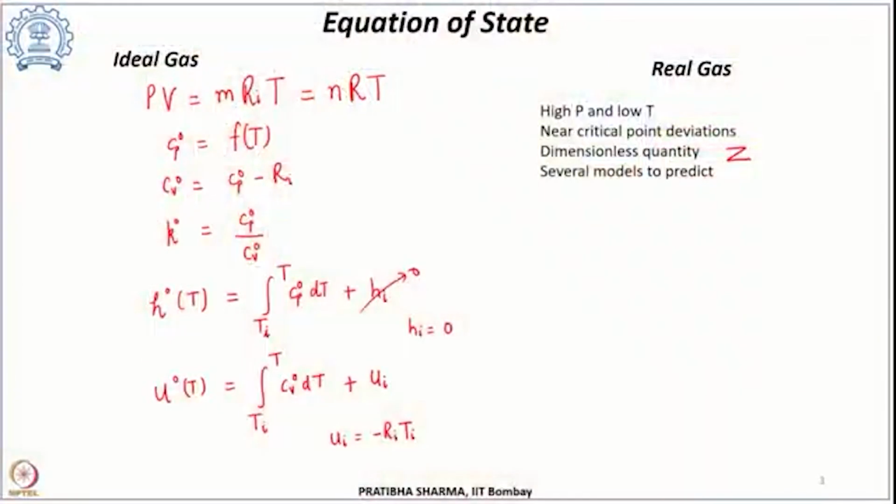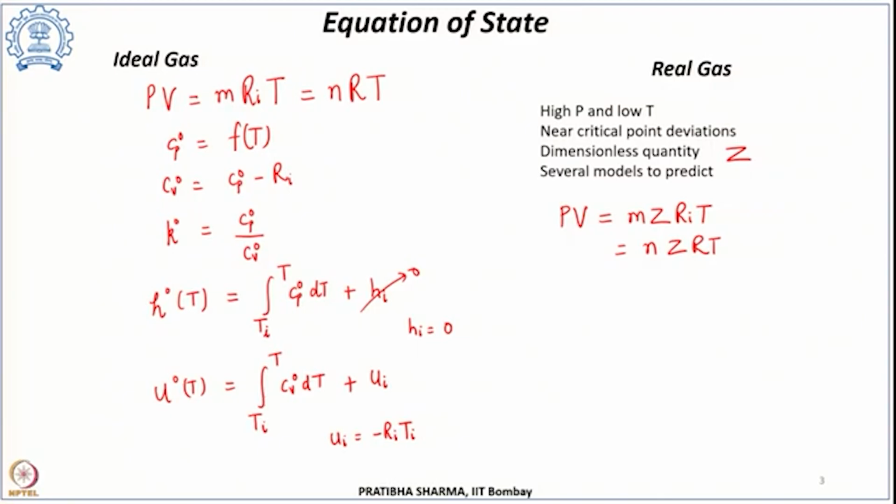Now in order to account for this deviation of a real gas from an ideal gas, we can include a dimensionless quantity which is known as the compressibility factor. If we include that compressibility factor in the equation of state, then we can rewrite the equation of state for a real gas as PV = mZR_iT, or it can be PV = nZRT. So this compressibility factor is also not constant, it also depends upon the temperature and pressure.